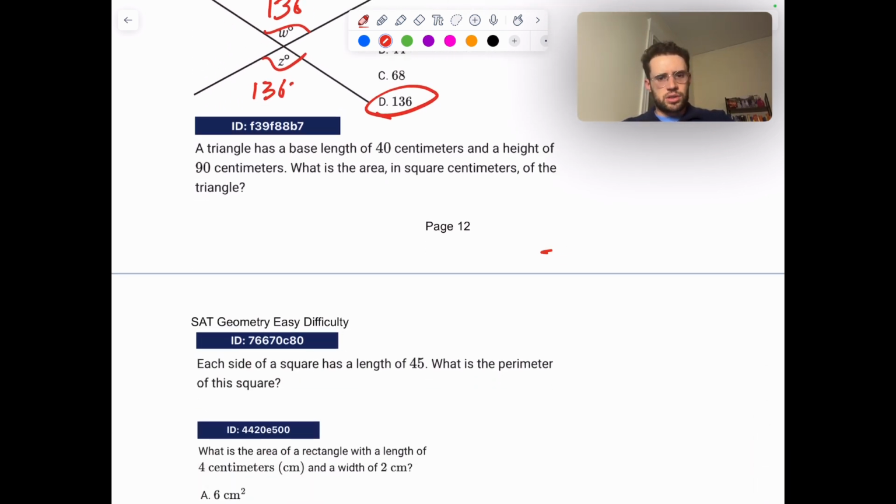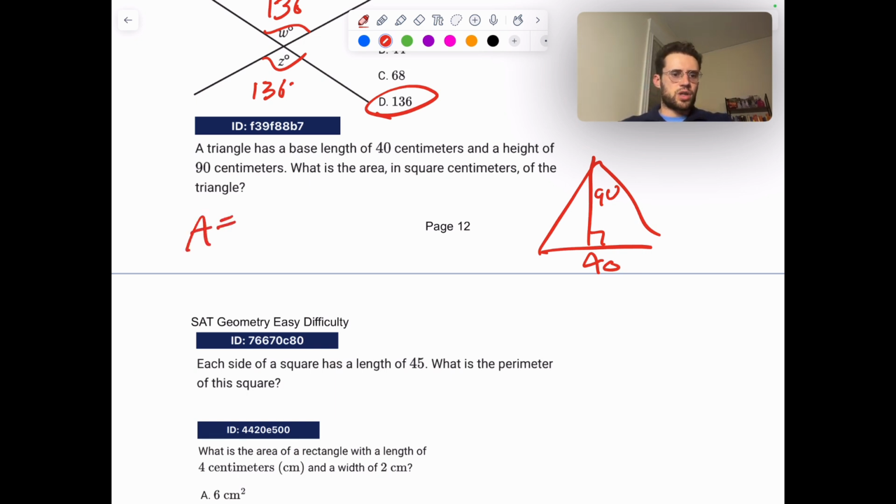A triangle has a base length of 40 centimeters. So this is 40. And a height of 90 centimeters. I assume it means the height from that same base. What is the area in square centimeters of the triangle? Well, we know that the area of a triangle, you can write it as 1/2 times base times height, or you could say it's base times height over 2. Those are the same thing.